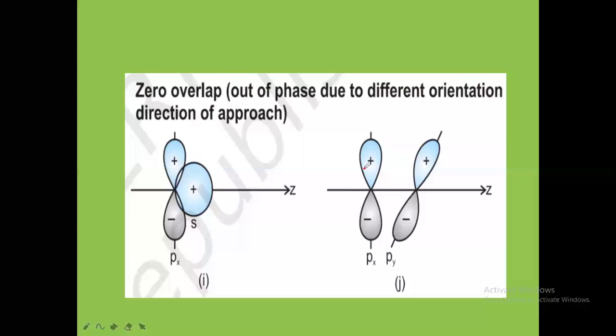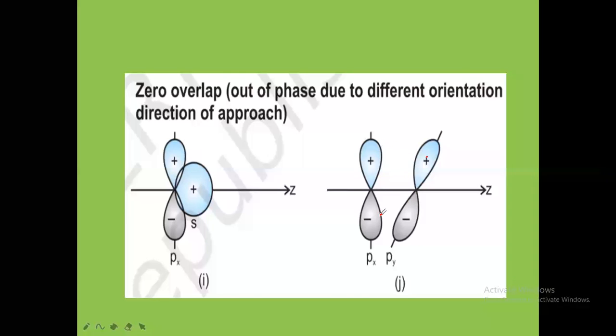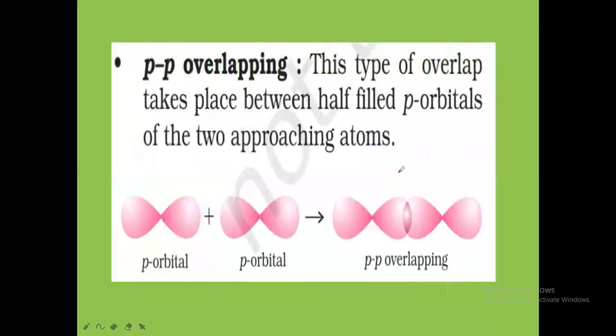Next, here also the same thing. Here it is px, along the x-axis, dumbbell shape along the x-axis. This is py, dumbbell shape along the y-axis. Now px and py orbitals are neither parallel to each other nor along the same axis. Therefore, these two also cannot overlap with each other. Though there is a plus lobe and plus lobe here, they cannot overlap. Why? Because one is along the y-axis, the other along the x-axis. They are not parallel to each other. Actually, they are perpendicular to each other. When they are not parallel, they cannot overlap and form a bond.